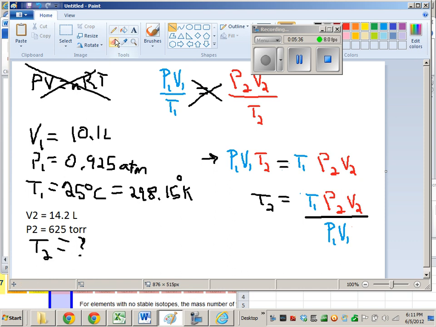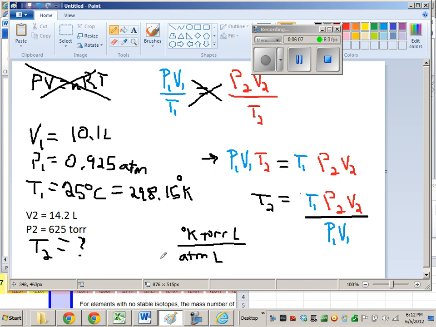And you'll be doing this in your calculator. I do it in Excel. T1 is in units of degrees Kelvin. P2 is in units of torr. V2 is in units of liters. And then P1 is in units of ATM, and V1 is in units of liters.